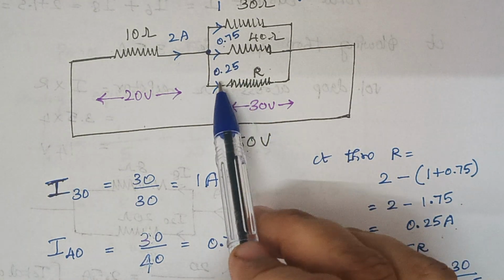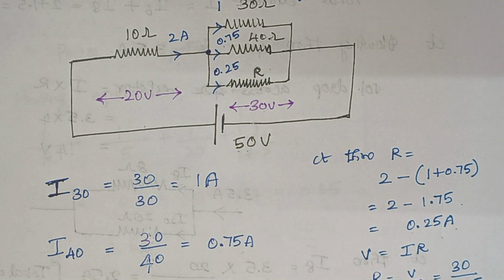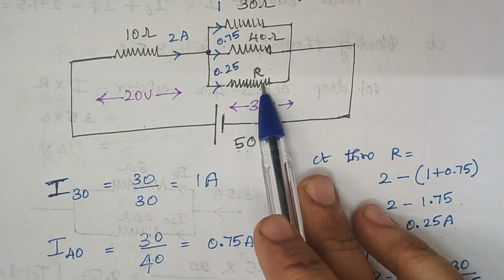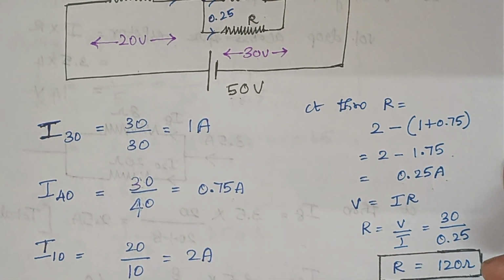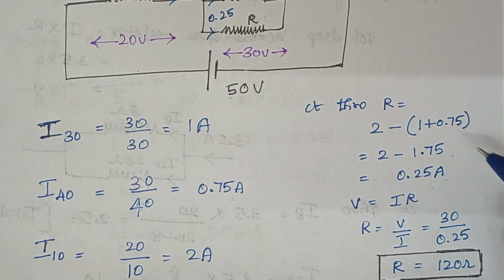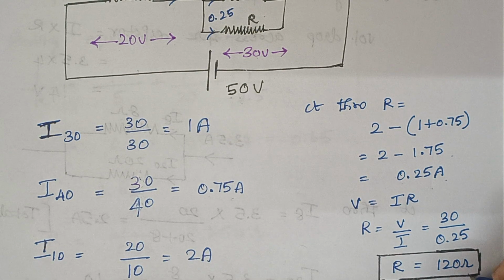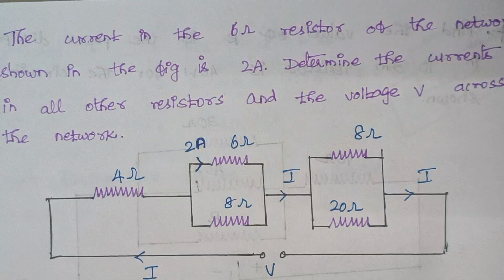So we know the value of current flowing through the resistor, we know the voltage. So again by Ohm's law we can calculate the value of resistance, right? V is equal to IR, again R is equal to V by I. V is 30 volts and I is 0.25 amps. Therefore the value of resistance is 120 ohms here, right? This problem gets over here.